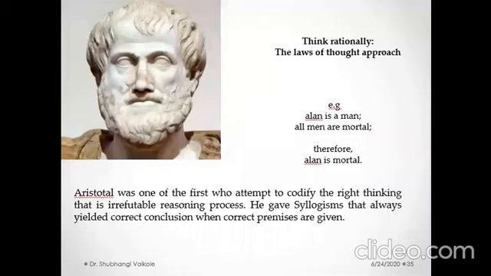The laws of thought approach provides patterns for argument structures that always yield correct conclusions when given correct premises. So we can give the example: suppose Ellen is a man, all men are mortal, therefore Ellen is mortal. This kind of association between Ellen, the man, and the mortal is done, and the conclusion is drawn that Ellen is mortal.